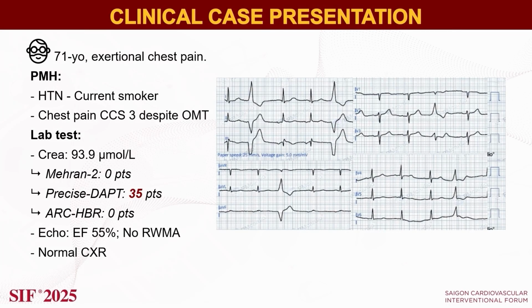So we have a 71-year-old male patient admitted to our hospital with exertional chest pain. His history includes hypertension and heavy smoking. He has CCS class 3 chest pain despite nearly 3 months of OMT. His lab tests were non-significant, including a pre-procedure score of 0, and a high clinical risk profile with a PRECISE-DAPT score of 35. His echocardiography is quite good, and on the EKG you can see non-significant findings despite some PVCs.